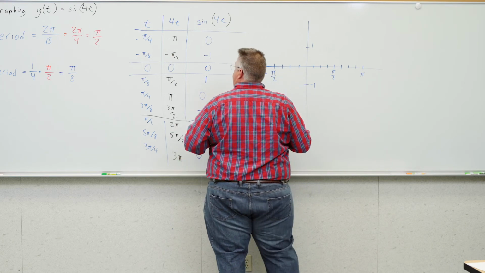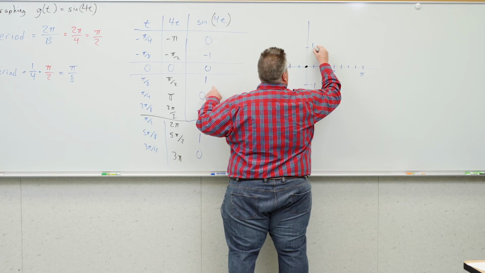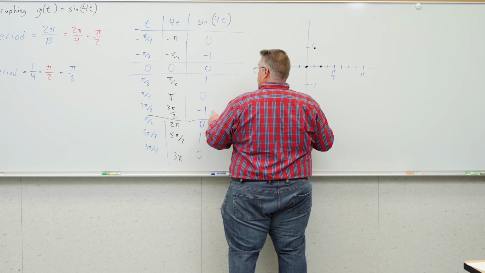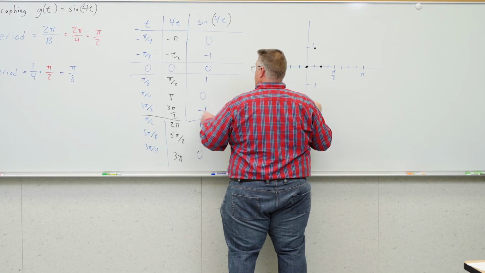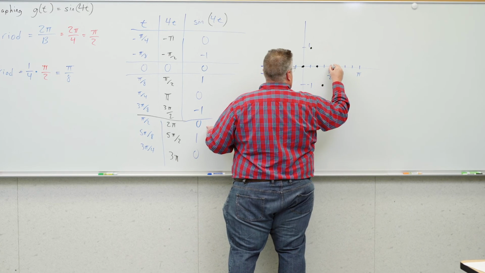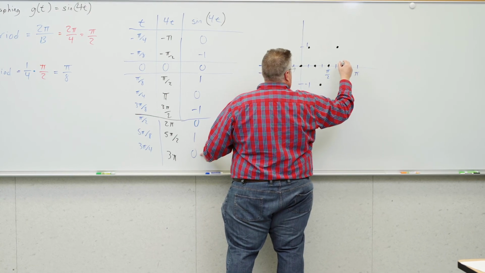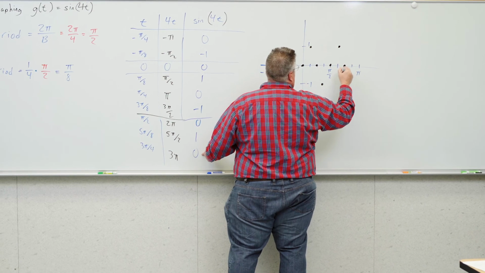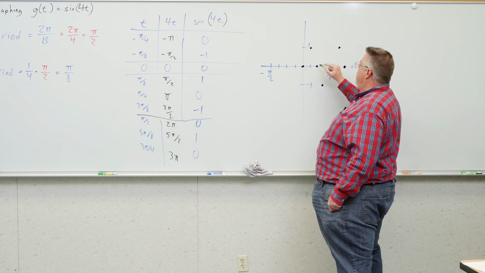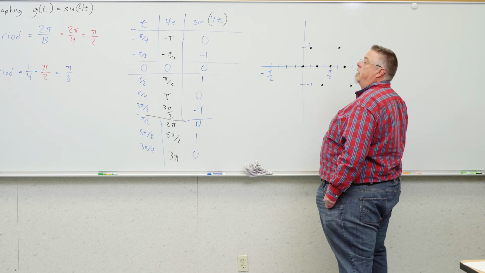So at 0, I get out 0. At pi over 8, I get out 1. At pi over 4, I get out 0. At 3 pi over 8, I get out negative 1. At pi over 2, I'm back to 0. At 5/8 pi, I'm up to 1. And 3/4 pi, I'm back to 0. And without even writing these, I think you've got the pattern here. You went middle, high, middle, low. Middle, high, middle, low, and then middle.